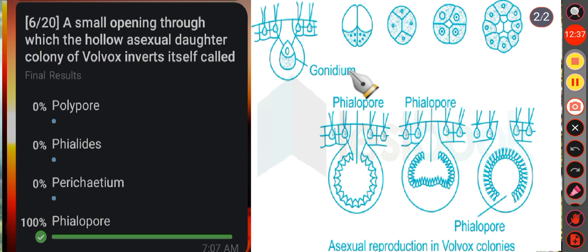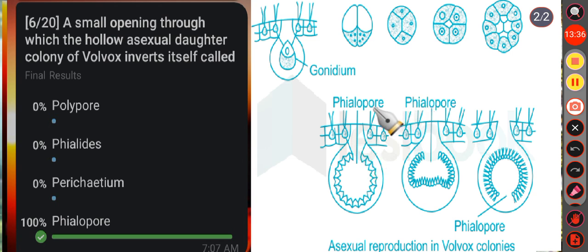Generally, the gonidium undergoes 3 longitudinal divisions forming 8 cells, right? And these cells arrange themselves in a curved plate, and this stage is called plakea stage. Each of these 8 cells again divides longitudinally, forming 16 cells. At this stage, the cells form an almost complete sphere except for a small opening called phylopore, right, which is directed towards the periphery of the colony.